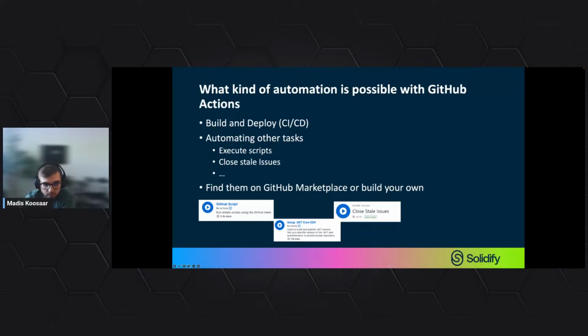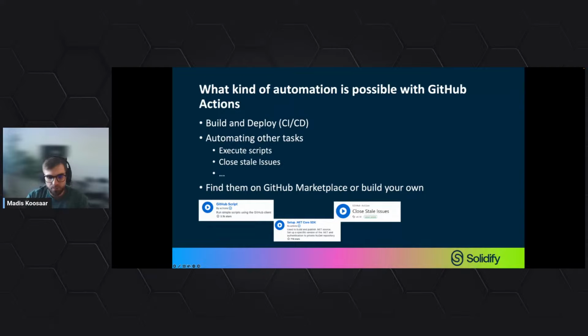Another one that I mentioned already is the close stale issues action, which is also a great example. It allows you to manage issues in your repository. Let's say that you have a lot of issues opened and nobody's taking care of those. With this action, it will mark your issues as stale and then eventually close them for you, depending on the configuration that you set up.